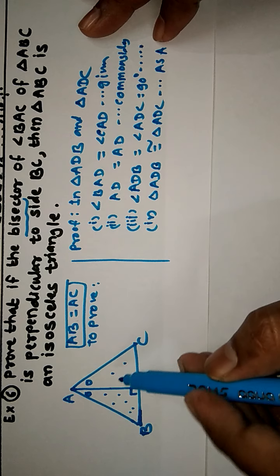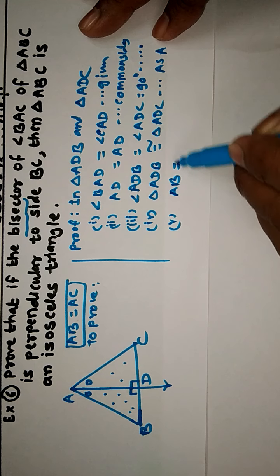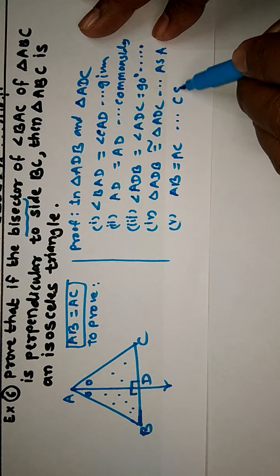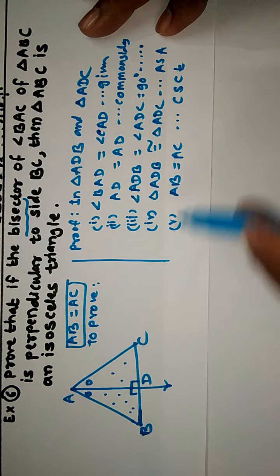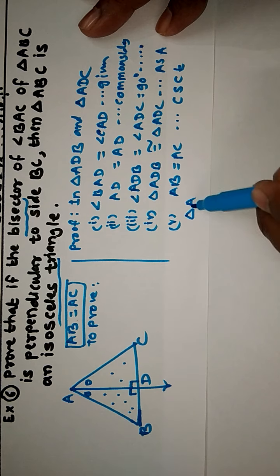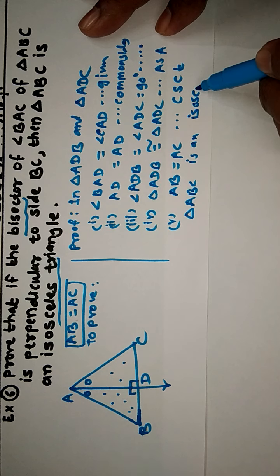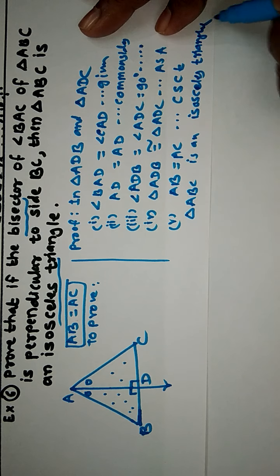If these two triangles are congruent, then the corresponding sides are congruent. Therefore AB is equal to AC, corresponding sides of congruent triangles. Therefore triangle ABC is an isosceles triangle.